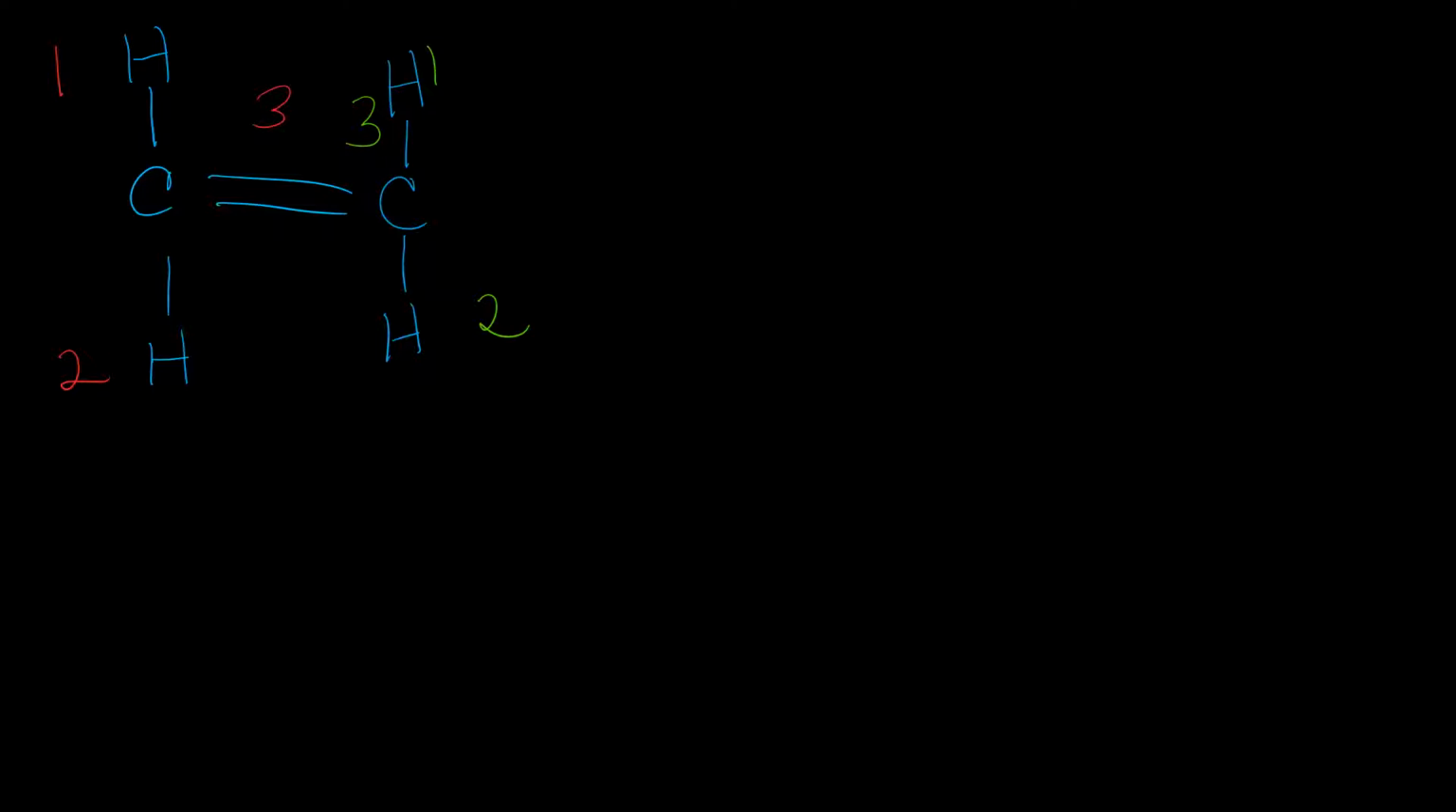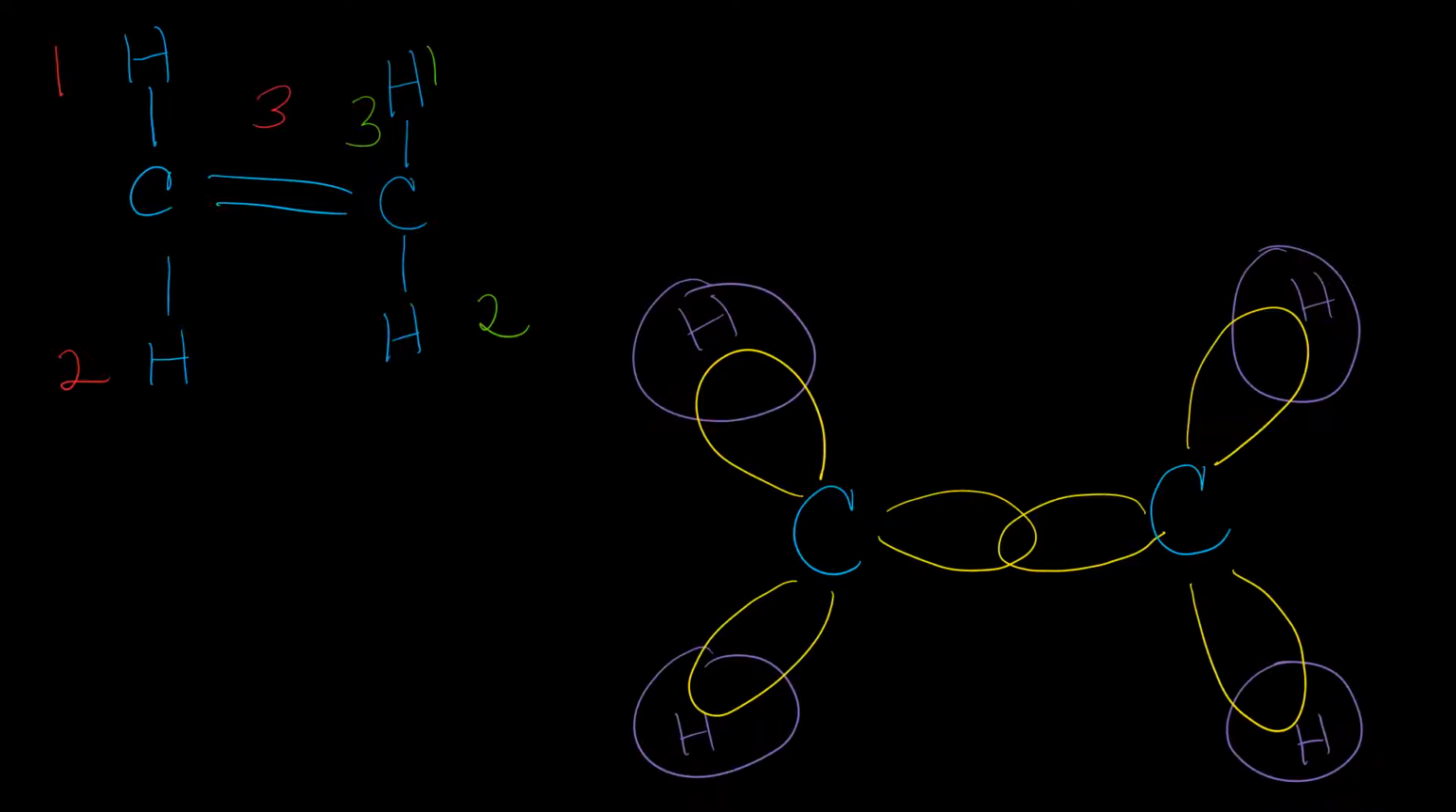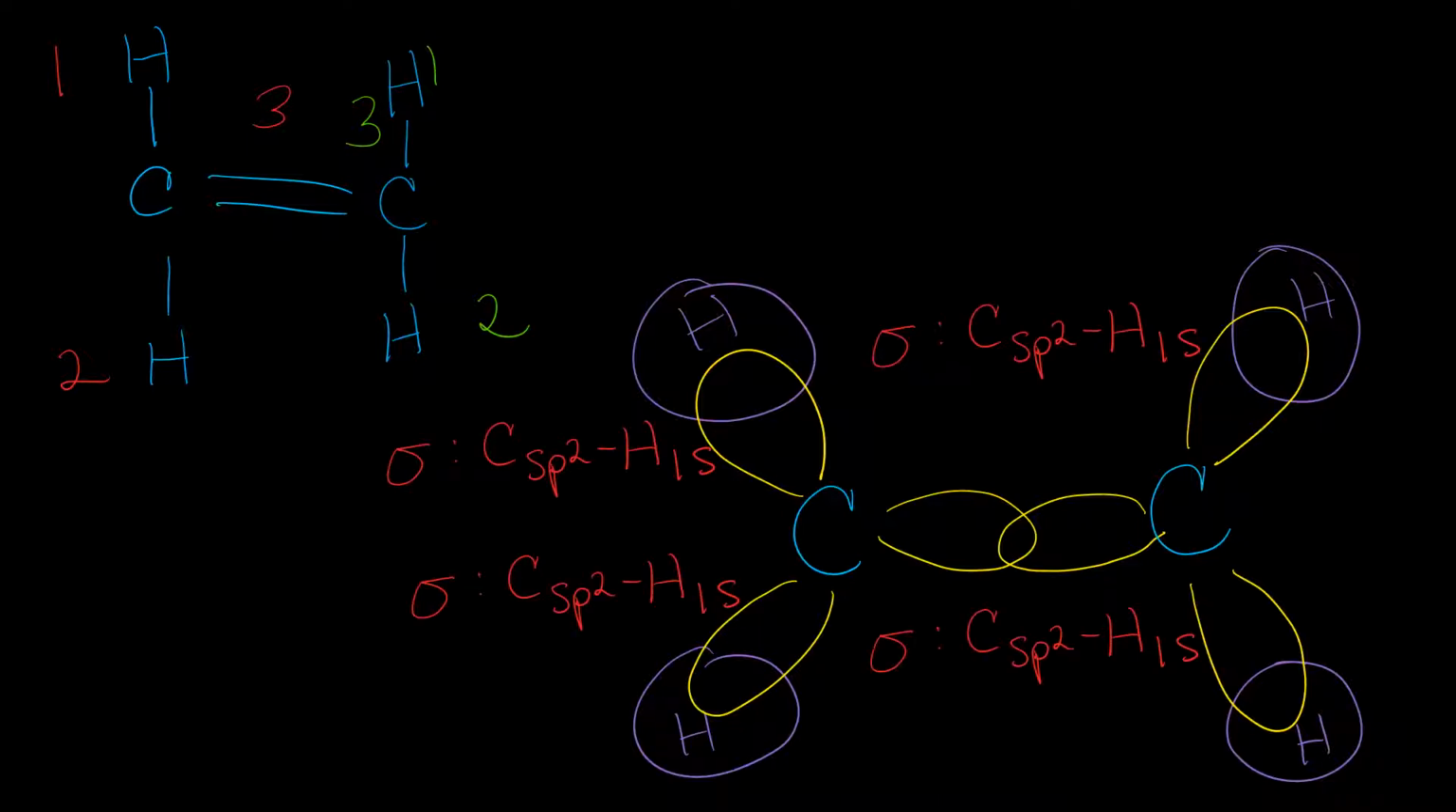Take this molecule for example. Each carbon in the molecule is surrounded by 3 groups, 2 hydrogen atoms and 1 carbon atom. And each carbon will be sp2 hybridized. In this example, 2 of the sp2 hybrid orbitals on each carbon will overlap with a 1s orbital of a hydrogen atom to form 2 new sigma bonds on each carbon atom. We will notate this orbital overlap and bond formation as sigma: C sp2-H 1s.